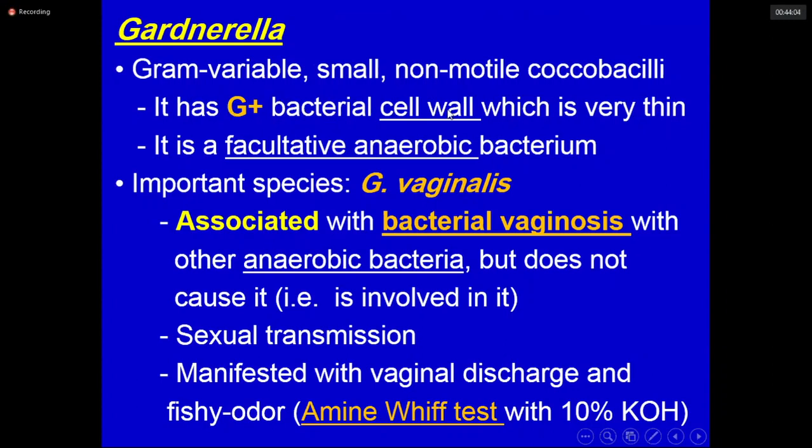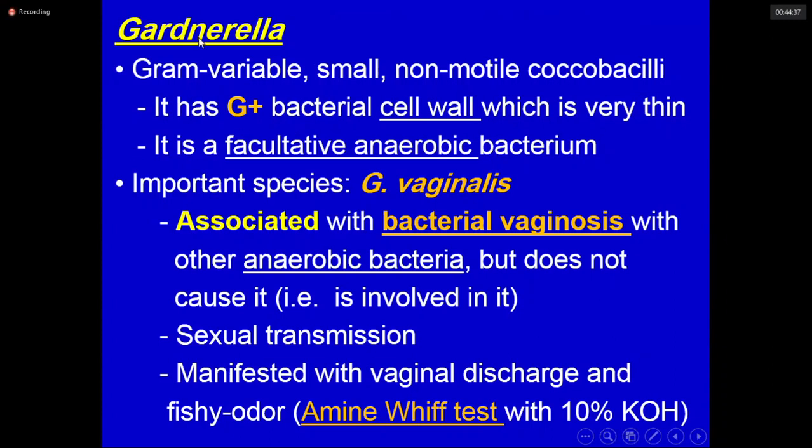Gram-positive bacterial cell wall. Although I am saying gram variable in staining, by study, as we mentioned for the other microbes, they are derived from a gram-positive bacteria. And the cell wall is very thin. That is why they are gram variable when we do staining in our lab. It is facultative anaerobic bacteria.